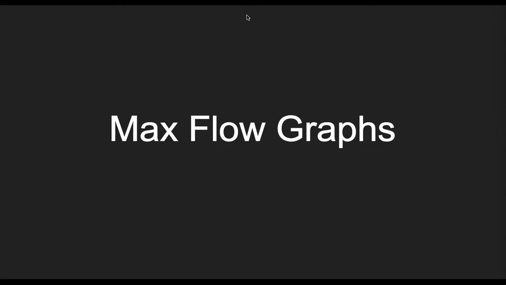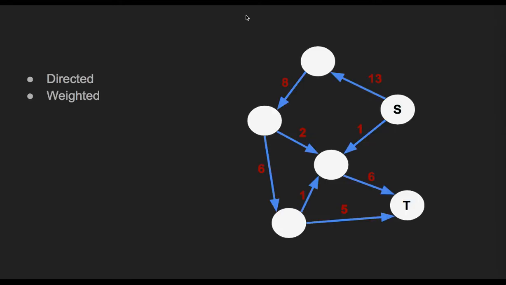So these are a type of graph that is directed and weighted. Each of these arcs between two vertices has a direction. So I'm going from S to this upper node, and I can't go back along that edge, and there's a weight to it. I can push 13 units of something through this edge, right?